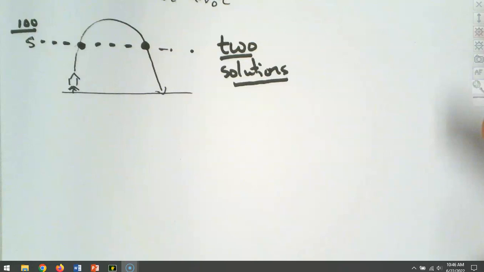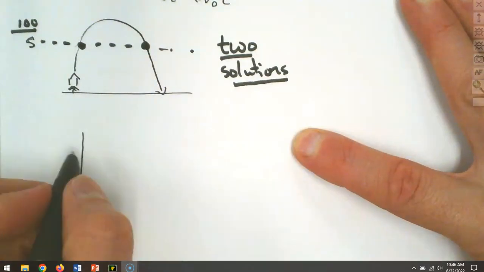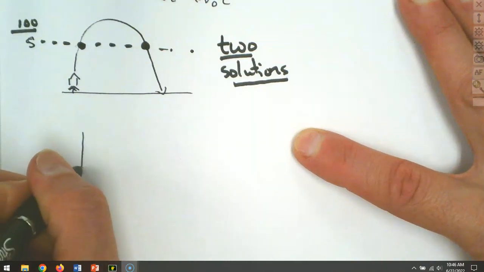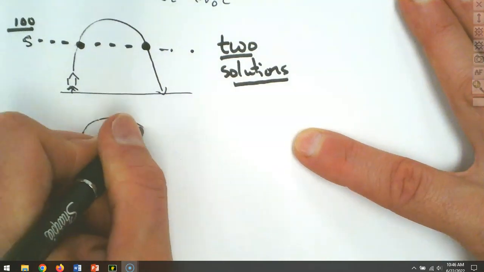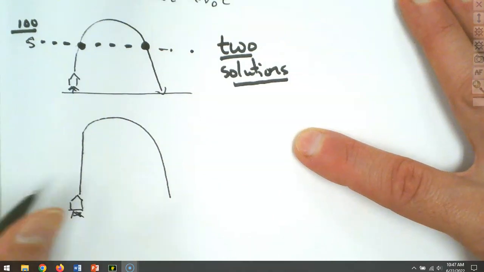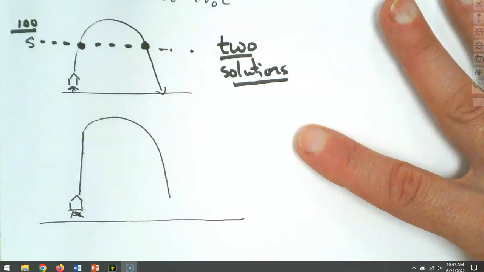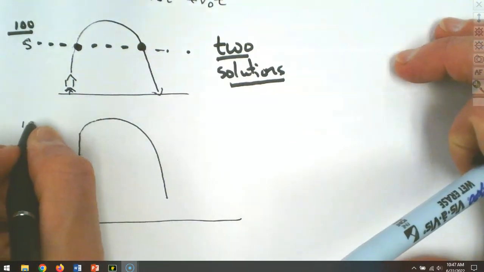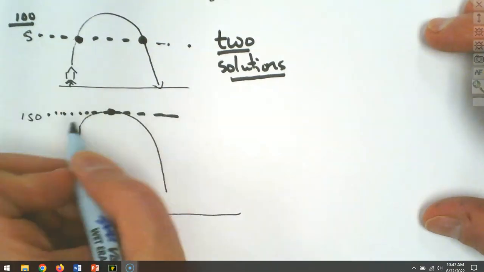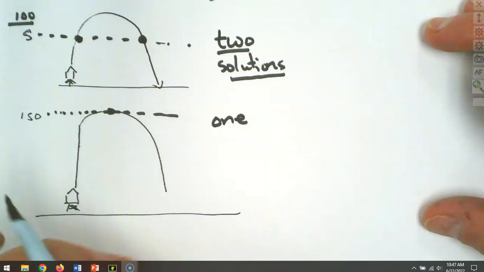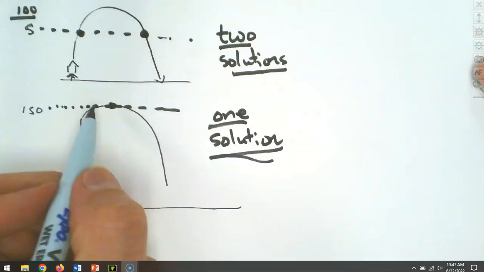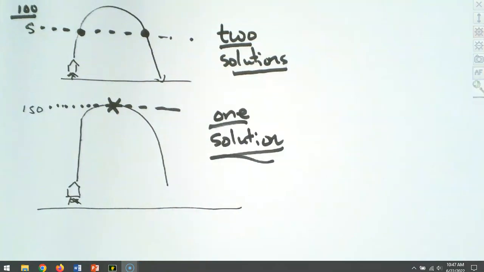You can also just have one solution, because if I draw this picture here of, again, the rocket ship going up and coming back down, and I put the height up here at, let's say, 150, see, it would touch this at one spot. So it could touch the maximum, and that would only have one solution. Right? Because there's only one point at which that height would touch that graph.